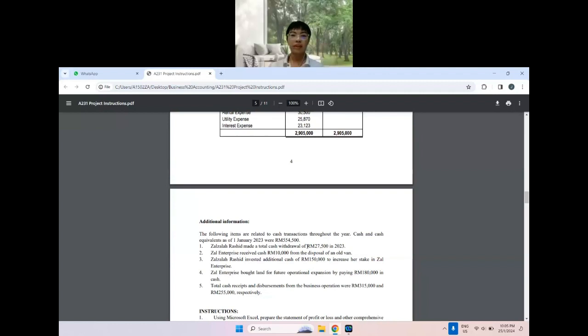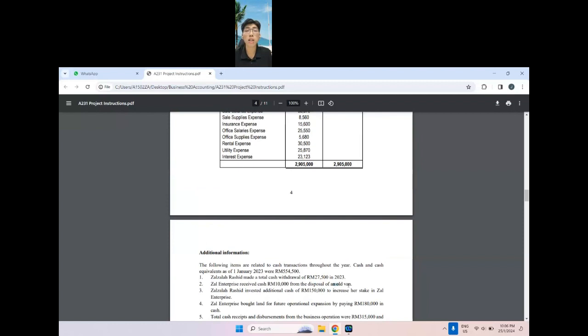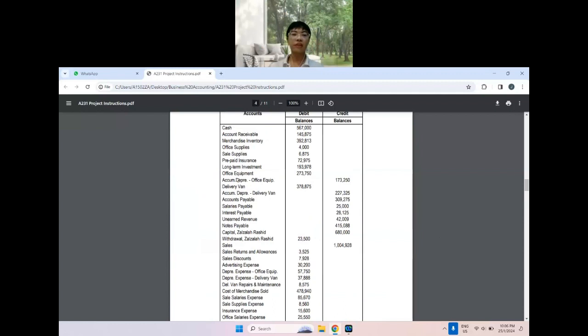Okay, then we assume that we use the second method, other than the gym-based way, for the first additional information. So let's look at the second additional information, which is that Zal Enterprise received cash of 10,000 from the disposal of an old van. And we assume that the old van was sold and the account was deleted. Does anyone agree with me? Yes, I agree. So we all agree that the old van was sold and the account was deleted.